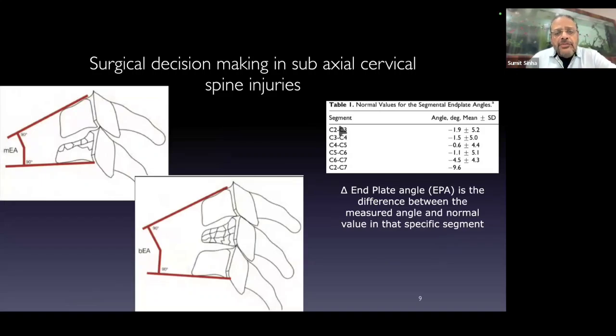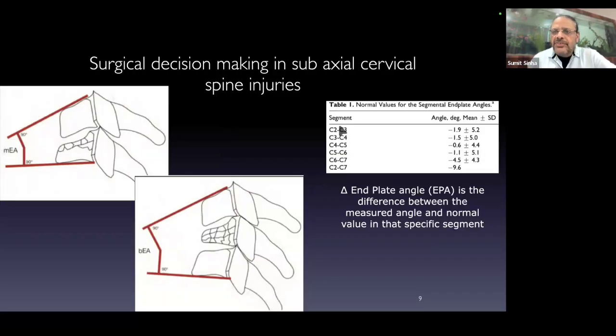As shown in the illustration, this is the angle made between the superior and the inferior end plates of the vertebral segments of the area of interest. And this is the mean end plate angle, and this is the basic end plate angle, monosegmental end plate angle, and the bisegmental end plate angle if two bodies are involved. And the difference between this angle and the normal lordosis is the delta end plate angle. So this is the delta end plate angle which we are interested in.